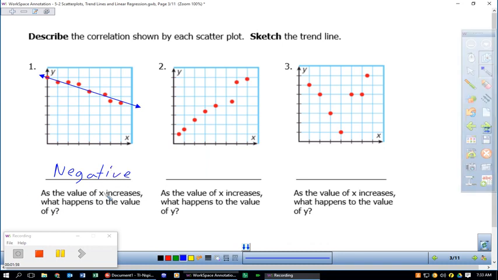As the value of x increases, going from left to right, what happens to the value of y? Because it's a negative correlation, it's going to decrease. Number two, we have points where if I draw my line, it's going to look something like that. That tends to have a positive trend, so it is going to be a positive correlation. That means that as the value of x increases, the value of y increases.